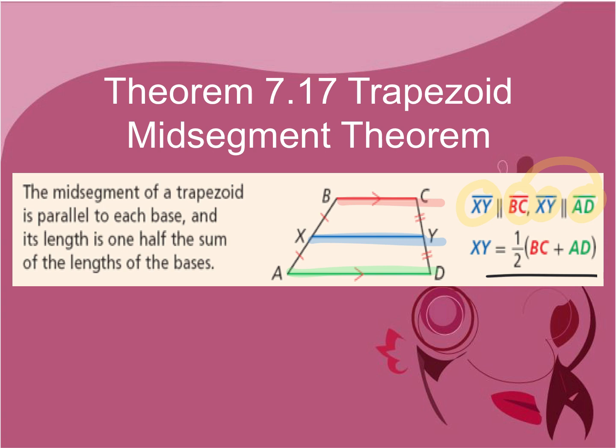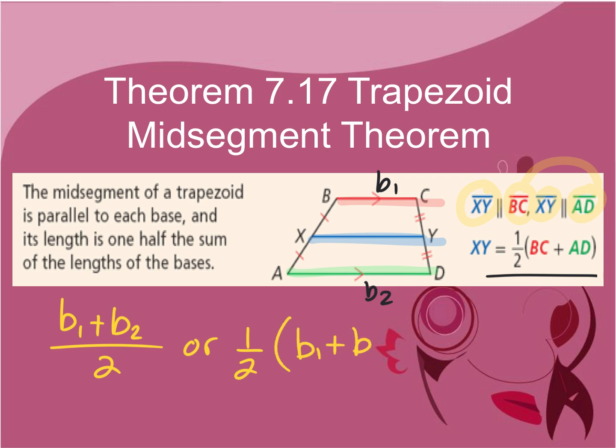Now, I don't particularly love the naming convention, so I'm just going to call this base 1 and this base 2. When I do that, you can either do base 1 plus base 2 over 2, or you can use that equation that they gave us, 1/2 of base 1 plus base 2. Now, it doesn't matter which one's base 1 and which one's base 2, because you end up adding them anyway.